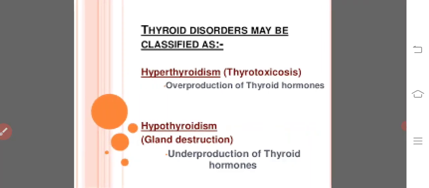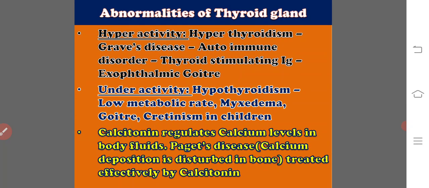This thyrocalcitonin is released based upon the calcium levels of the blood. Calcitonin regulates the calcium levels in the body fluids. Here there is a disease which is known as the Paget's disease, where calcium deposition is disturbed in the bone. This is treated effectively by administering the calcitonin hormone. That is, calcitonin or thyrocalcitonin is the hormone produced from the thyroid gland.